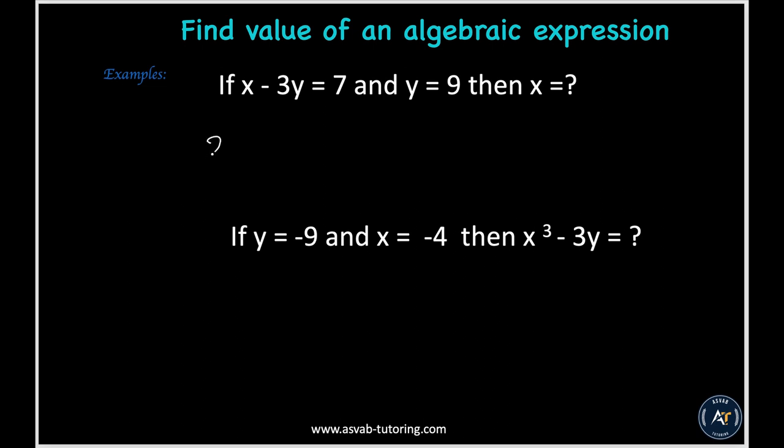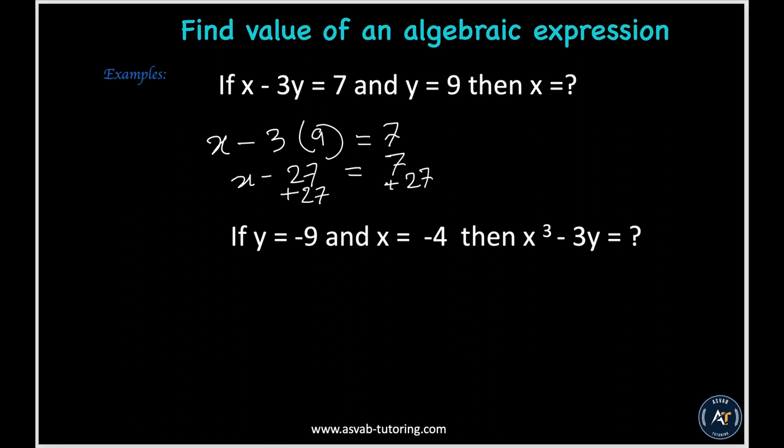It's very simple. So you have x minus 3 times 9 equals 7. Right, so that is x minus 27 equals 7. If you want to eliminate it, you need to do the opposite operation. So you have negative 27, that means you need to add 27 to both sides. So that cancels out, and x equals 34, okay?